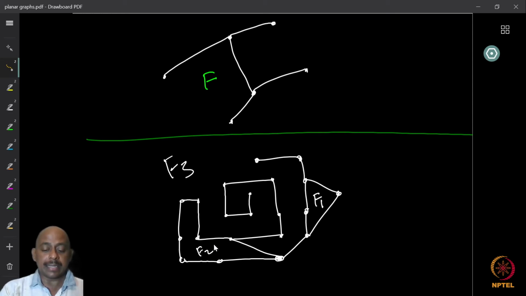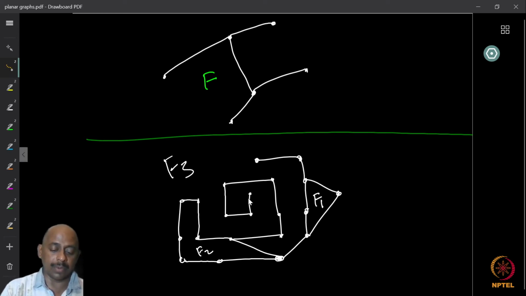Then the entire remaining part is one connected area. So therefore, that forms a phase F3. Even though you have these weird shapes, all these areas are connected. Therefore, that entire part is the outer face only, right? It might look like an internal part if you are not careful.